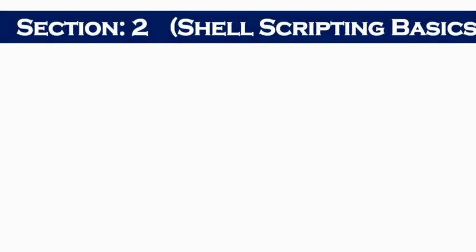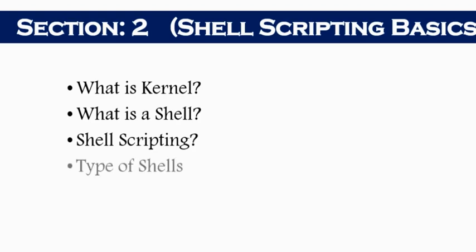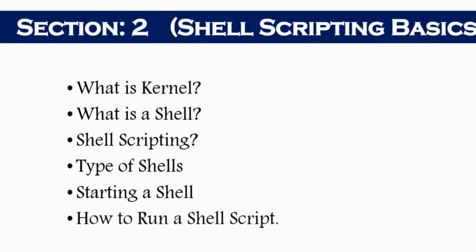In section 2, we'll start off with shell scripting basics, starting with the kernel and how the kernel interacts with the shell. What is a shell? Shell scripting, how does shell scripting come along? How can we take advantage of it? What are the different types of shells? Of course, there are tons of different shells: Z shell, K shell, C shell, Bash shell. What is our focus in this class? Our focus is Bash scripting, but I will cover other shells as well. Starting a shell, how to run a shell script.